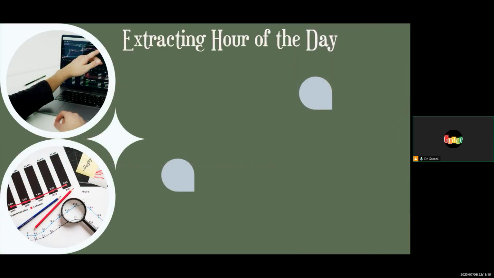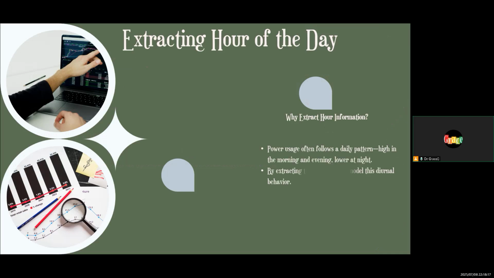Another thing we'll move on with is extracting the hour of the day. Why extract hour information? Power usage often follows a daily pattern, high in the morning and evening, lower at night. By extracting the hour, we can model this behavior. Example use case: a spike at 6 p.m. may indicate cooking or heating, useful for predictive energy demand models.